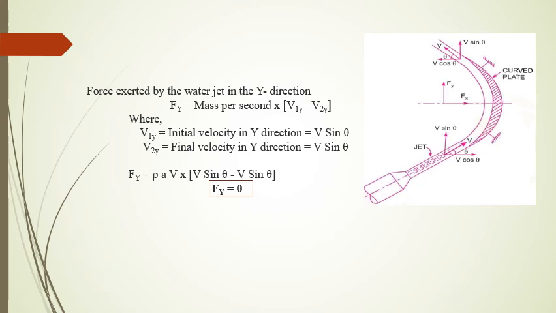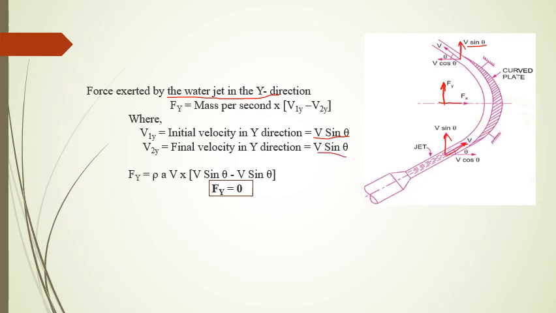Now, the force exerted by the water jet in y direction. Here, y direction is perpendicular to the direction of jet. Jet is in horizontal direction and we have to find the force in vertical direction. Now, initial velocity at the inlet, resolving the velocity component perpendicular to the direction, is v sin theta. And at the outlet also the velocity component is v sin theta. So initial velocity is v sin theta and final velocity also v sin theta.